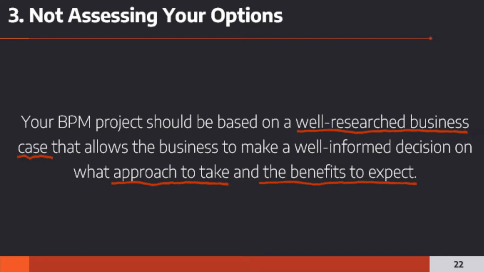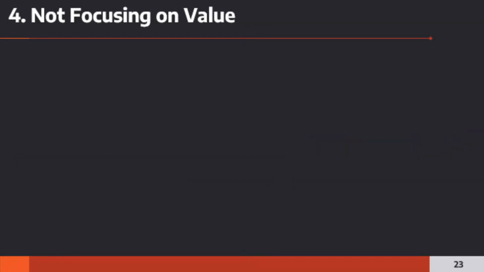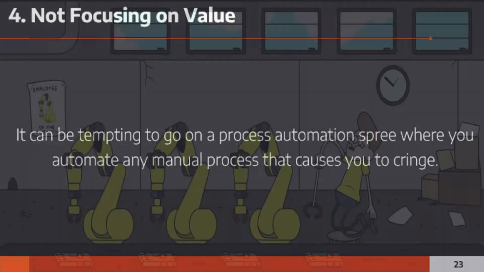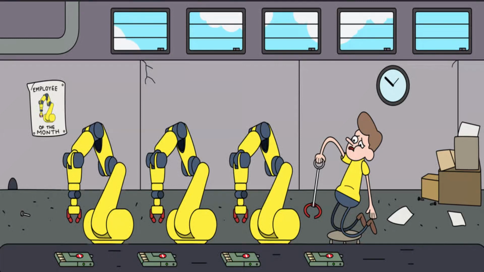The fourth reason why a project may fail is not focusing on value. What is this? Well, it can be tempting to go on a process automation where you automate any manual process that causes you to cringe, right? So, you see a process, that's not gonna work, let's automate that, okay?